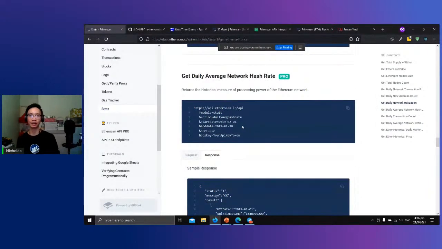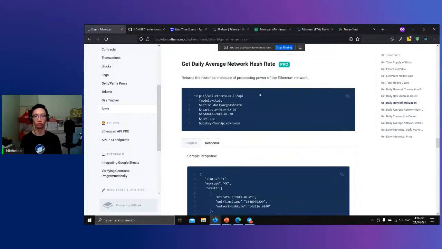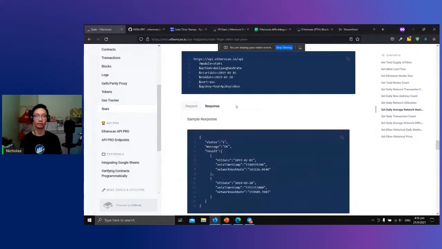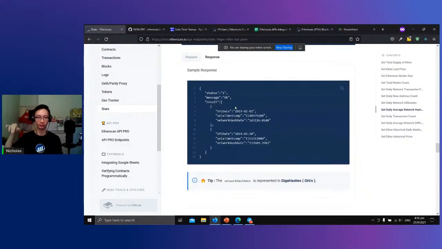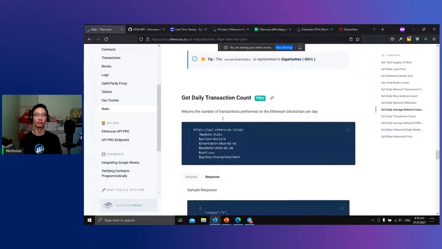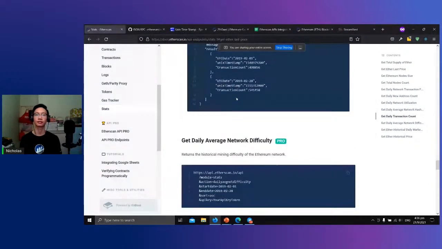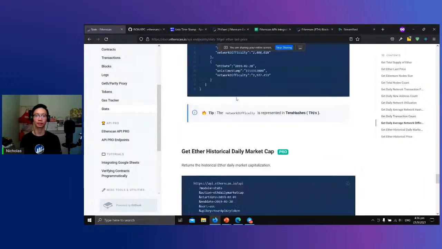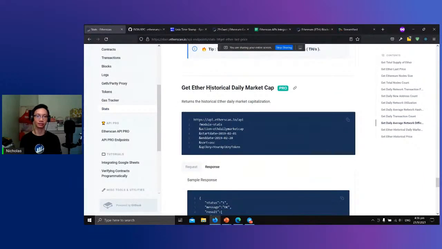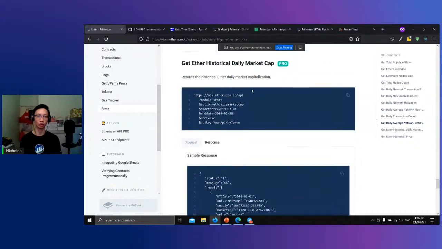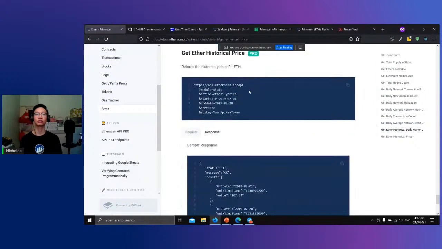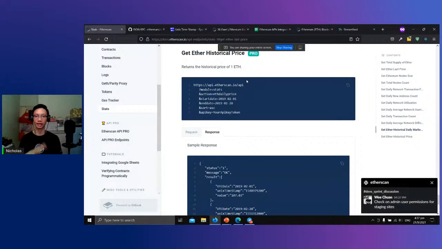Okay, next we have daily average network hash rate. So this is how much hashing power we have on the Ethereum network. You can compare it on a daily basis to see if it's growing or declining. Daily transaction count, how many transactions are performed on the Ethereum blockchain every day. Network difficulty. And the Ether historical daily market cap. So this is how big the market cap is for Ether. Ether historical price, once again, how much Ether was worth today, in the past, and so on.